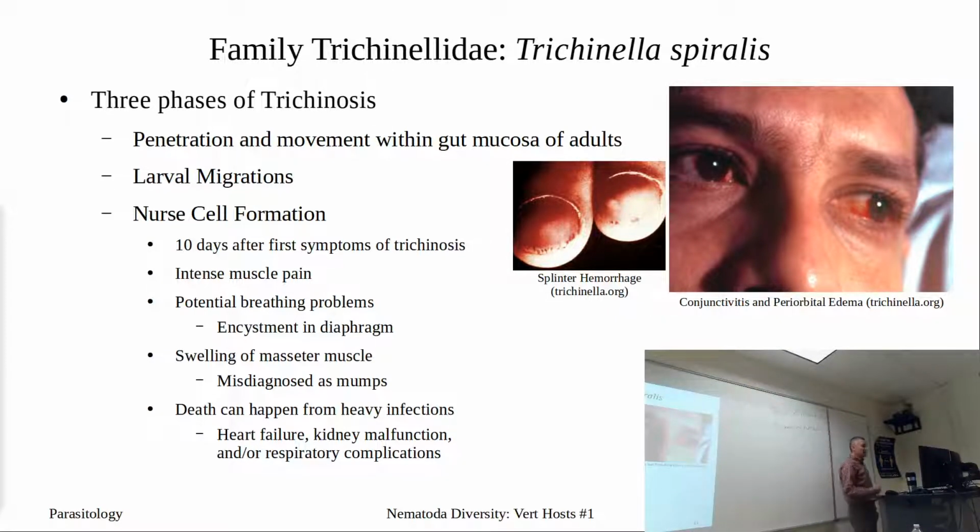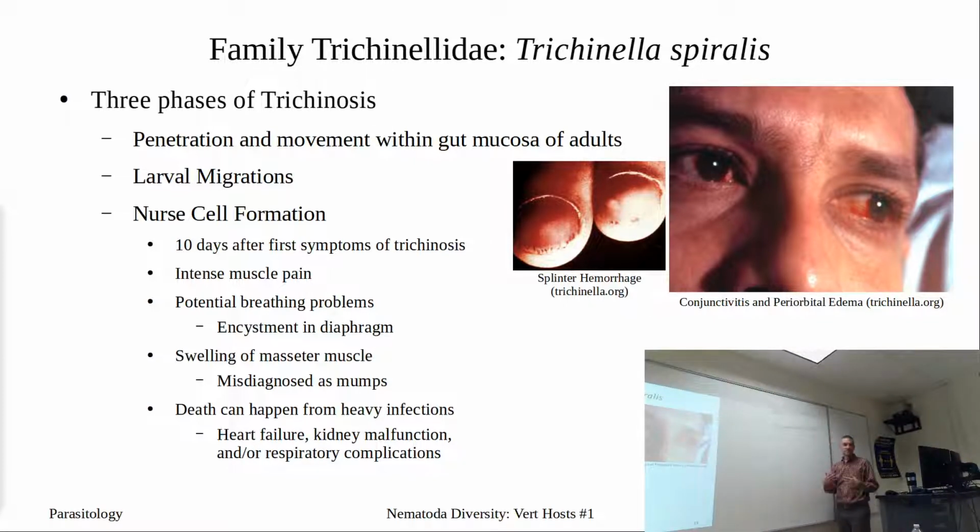And then you can have death. And typically, if death is going to happen, it's from heavy infections, and it's from all the inflammation that's happening that the body just ultimately kind of starts shutting down. So heart failure, kidney malfunction, respiratory complications. You know, it might not just be one of these. Maybe it's 2 or 3, or maybe it's multiple things.